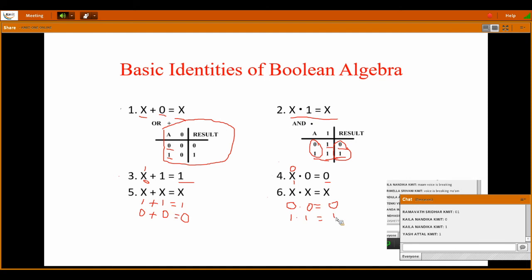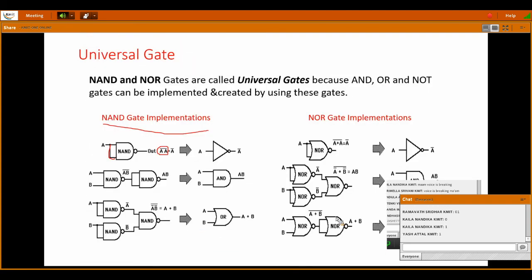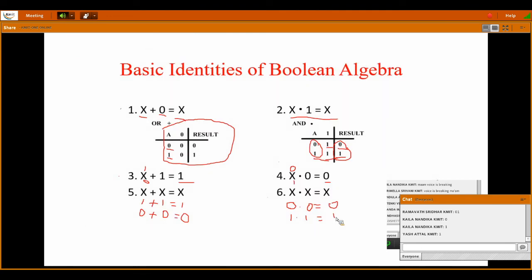These Boolean identities are used for realizing these gates. Later I have also taken many examples which are to be simplified using these identities. They seem simple, but if you make a small mistake, the whole simplification will be wrong. So you need to be very careful.